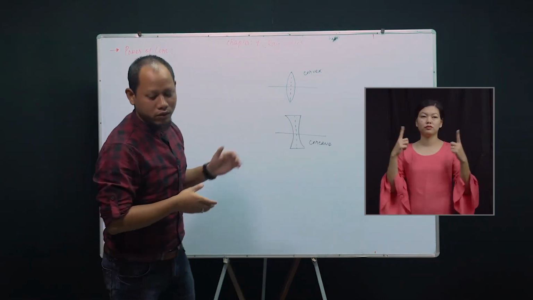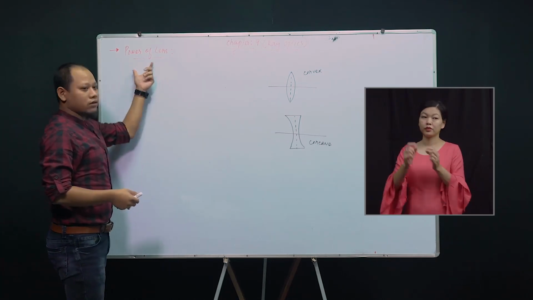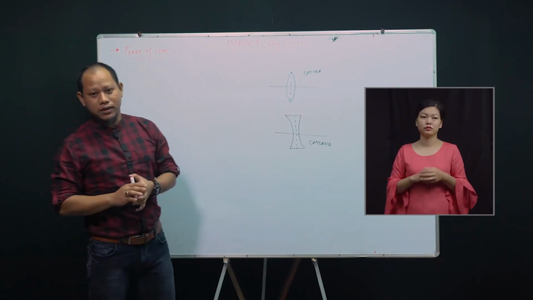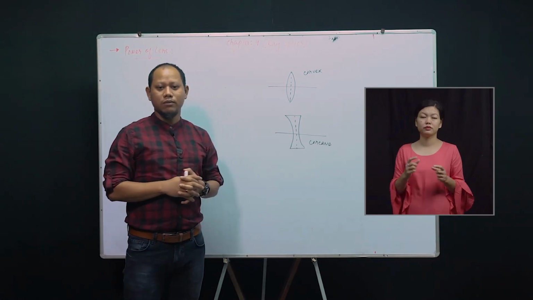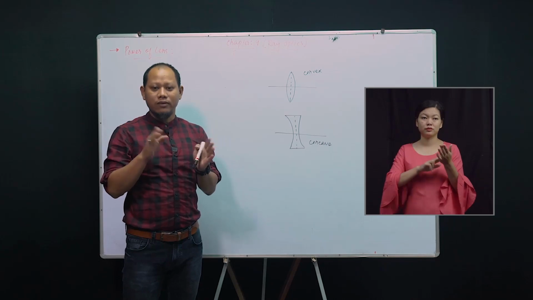Okay, come to the board. So here, power of lens. First let me tell you what is power of lens. Actually, the power of lens is the measure of convergence or the divergence when the light falls on it.